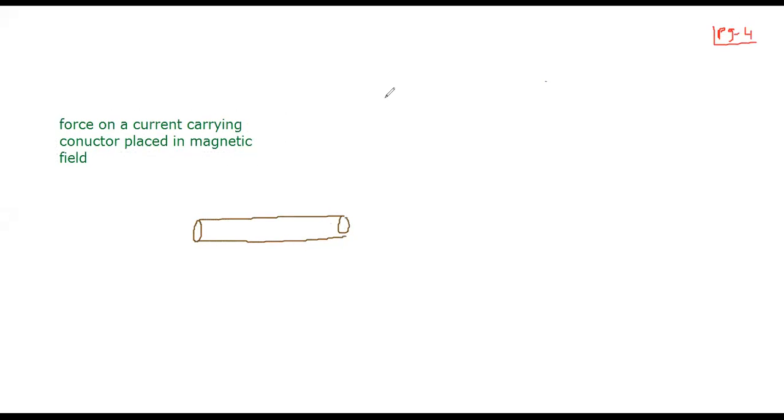Now the wire is placed in magnetic field. Assume it is direction of magnetic field. இந்த wire-ல current போகாதா? போகும். Assume direction of current is this direction. It is direction of current. Then what is direction of force?